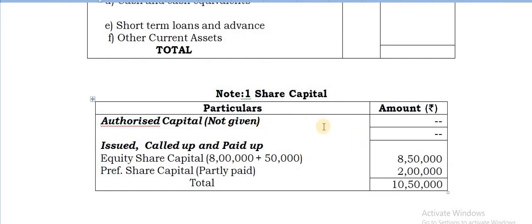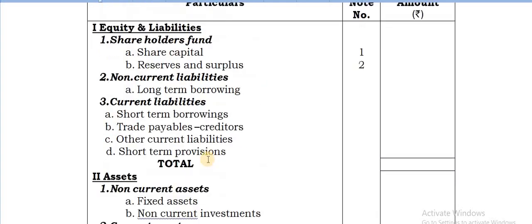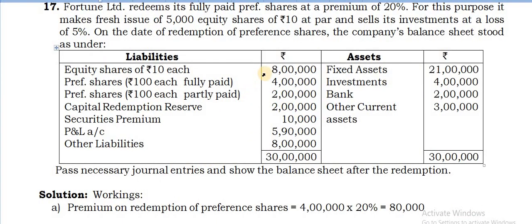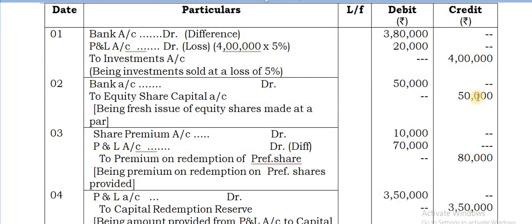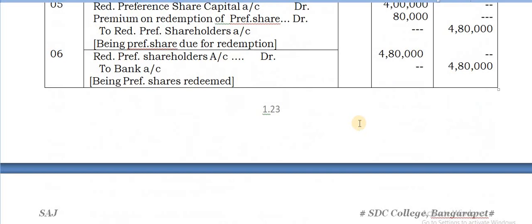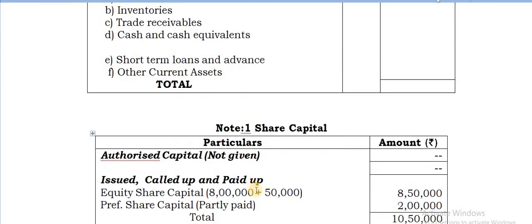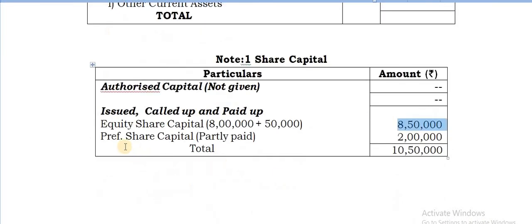So you can go for this. Share capital is there. Authorized capital, as it is not given, need not take up those values. Issued, called up and paid. Equity share capital is there. Old, you can find from the balance sheet. See, the old value is given as 8 lakhs. Along with that, there is 50,000 equity share capital being freshly issued. So take up those two, 8 lakhs plus 50,000, 8 lakh 50,000. But the preference share capital partly paid will remain as it is because it is not being repaid.